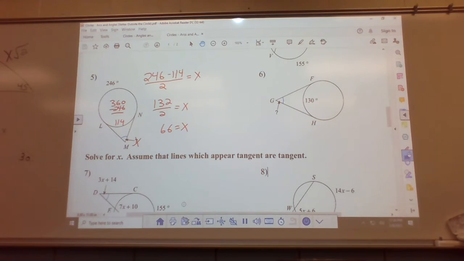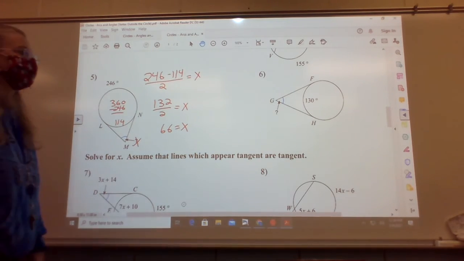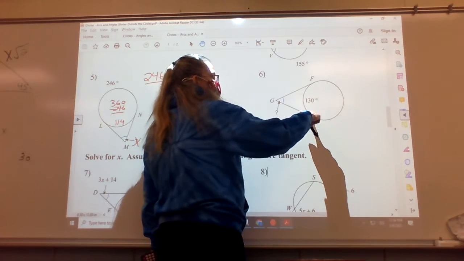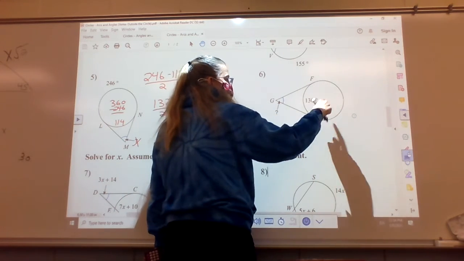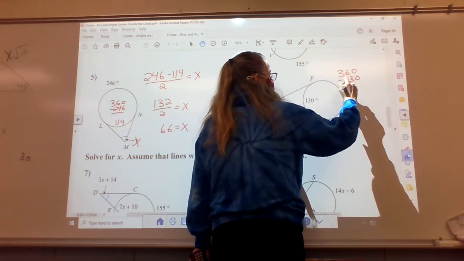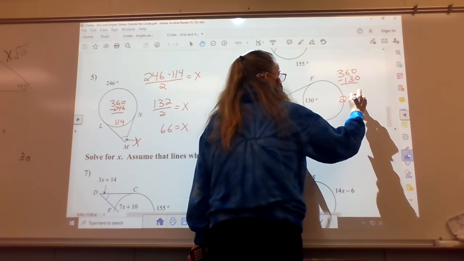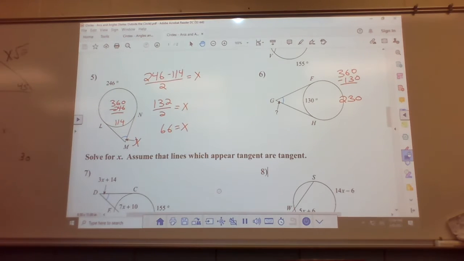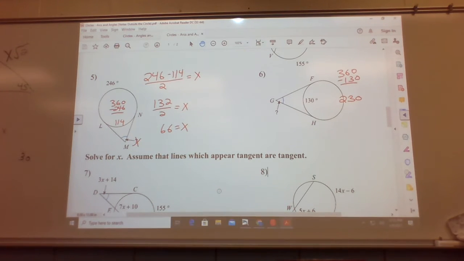Now 6 is basically the same thing. It's just I gave you the little one, you're finding the big arc. But you're still going to have to subtract. So since this guy here is 130, and I've got to find this one, I can take 360, subtract 130, and I get 230 for that big arc. And that only works if that angle comes right to the edge of the circle. If it chops off or shaves the circle, then it doesn't work that way.